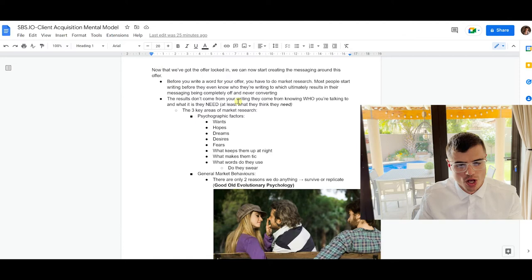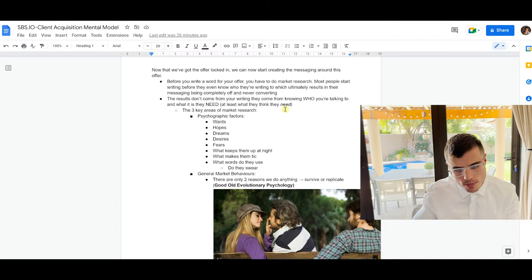So now that we've got the offer locked in, we can start to create the specific message around your offer. Before you write your word-for-word offer, you have to do market research. Most people start writing before they even know who they are writing to, which results in their messaging being completely off and never converting. The results don't come from your writing. They come from knowing who you are talking to, their industry-specific knowledge, and the problem that you are addressing.